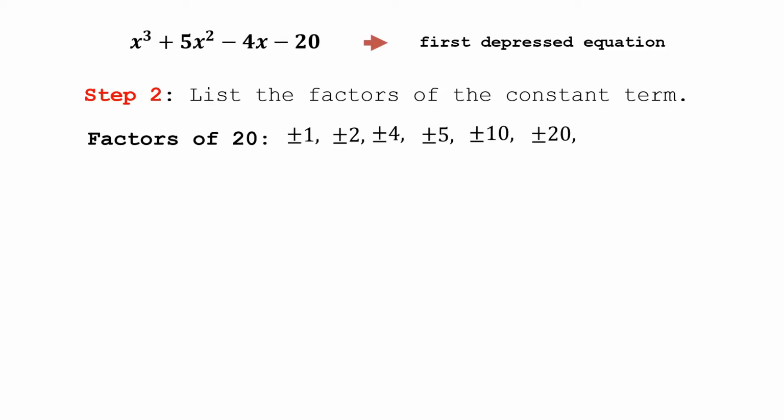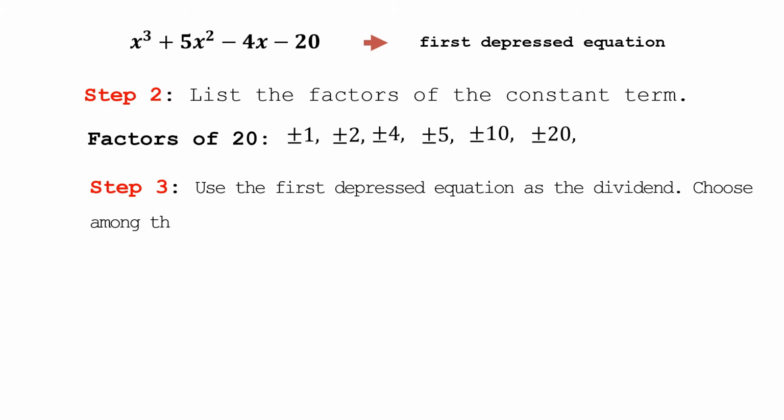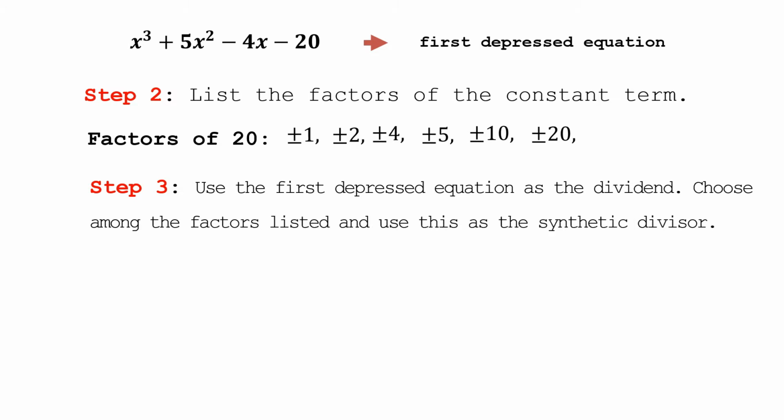We now proceed to step number 3. But before that, let us copy step number 2 for our reference. We have here our first depressed equation and the factors of 20. So let us proceed to step number 3. Step number 3 is to use the first depressed equation as the dividend, and then choose among the factors listed and use it as the synthetic divisor. So we have here the first depressed equation. We will be writing the coefficients of the first depressed equation. We have positive 1, positive 5, negative 4, negative 20.